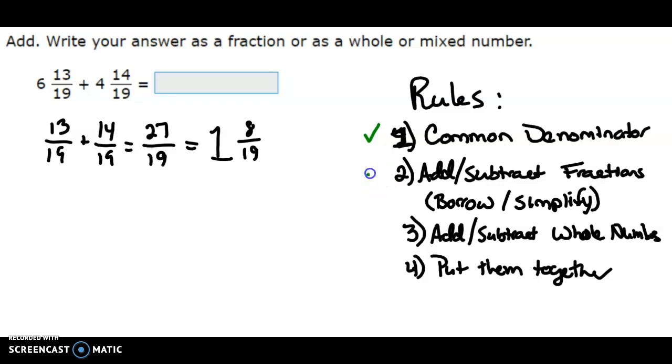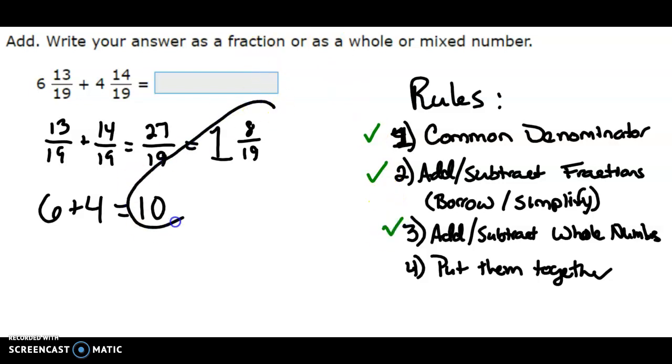So step 2 is done. Step 3, add or subtract your whole numbers. 6 plus 4 equals 10. And step 4 is to put them together. What do we get when we put 10 together with 1 and 8/19? Well, we get 11 and 8/19. I think I misspoke earlier and said 9ths, but it's 19ths. And that is our answer for that question.